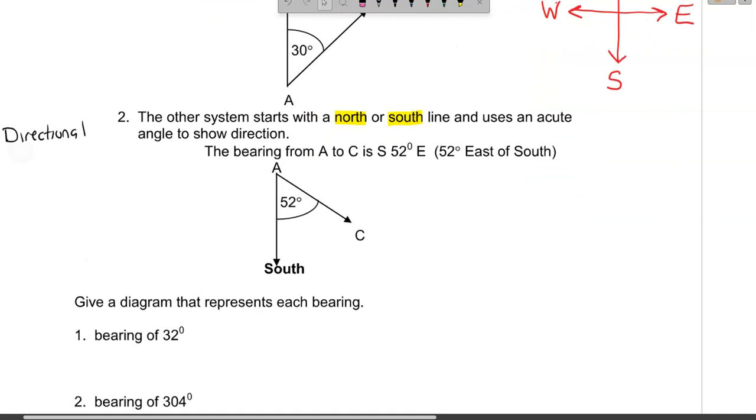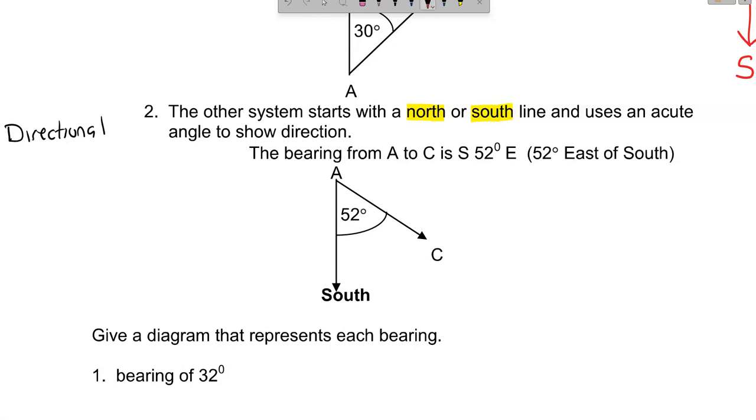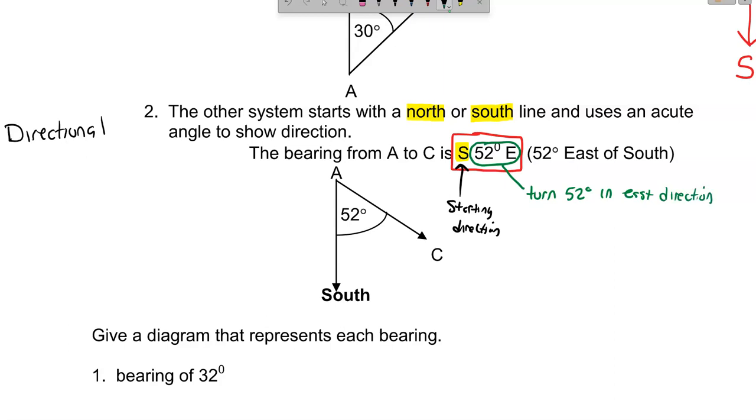In the directional bearing, we start by facing either north or south, and then use an acute angle to turn toward either the west or the east. Specifically, in this example it says south 52 degrees east. The first thing of note is the south; this is my starting direction. Then 52 degrees east means that we are going to turn 52 degrees in the east direction, and that's how we will create our angle.